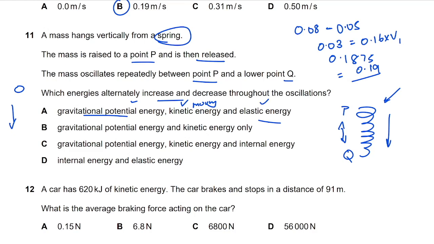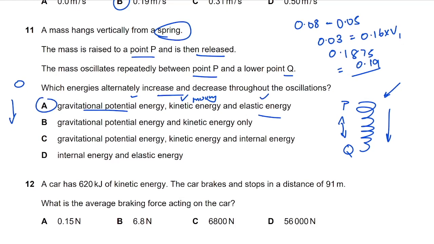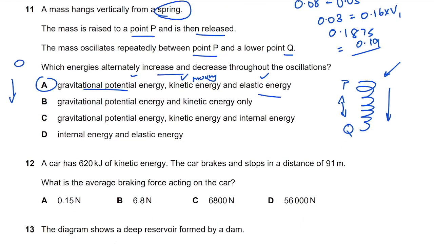So of course, A would be the answer. These ones, not only, so that's wrong. Here, we do not need internal energy. Internal energy is when you throw a ball into the ground, that internal energy is due to the impact. So that's wrong. Internal energy, wrong. Elastic energy, right. But we need other energies too.